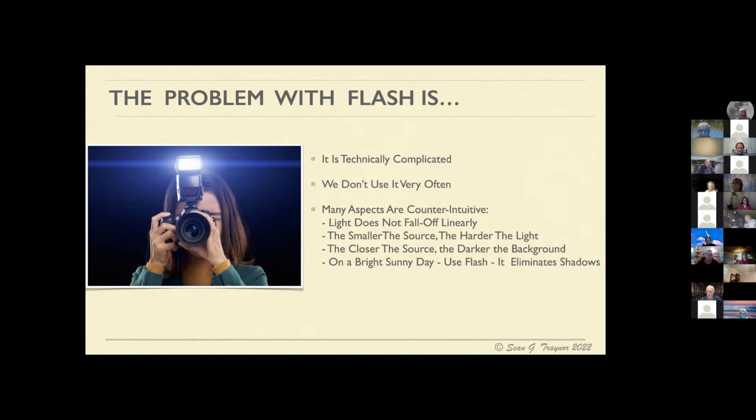The smaller the source, the harder the light. The closer the source, the darker the background. And on a bright sunny day, why would you ever want to use Flash? Well, it turns out that Flash is very effective to eliminate shadows. So many of us are put off by the fact that we don't understand these technical details. And I hope to go through this evening and give you a better understanding of these details so that you might learn to use Flash and have it improve your photography.